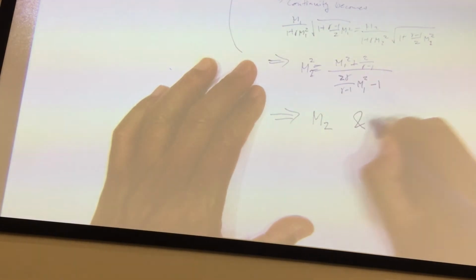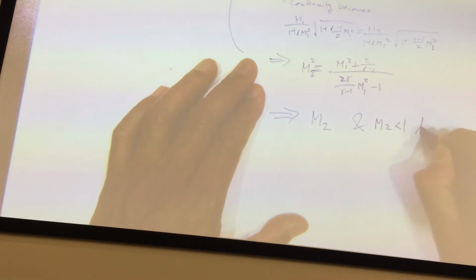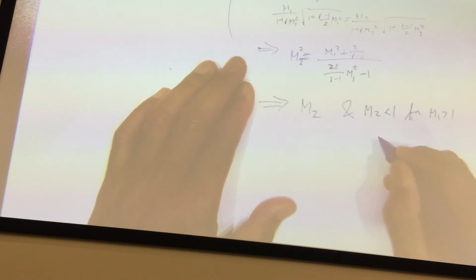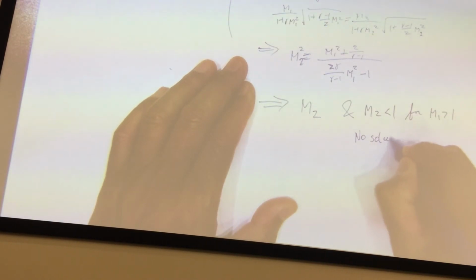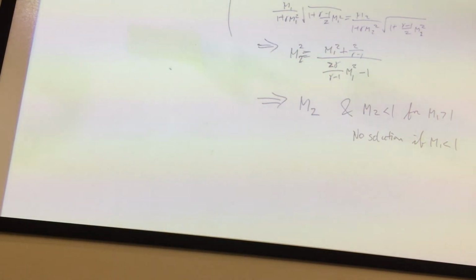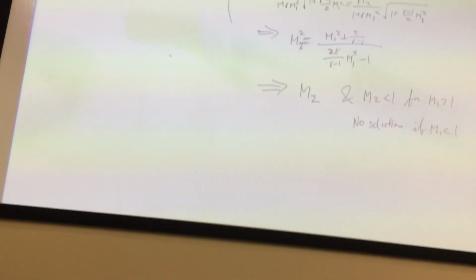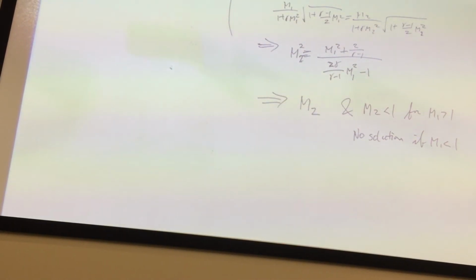M2 less than 1 for M1 greater than 1. No solution if M1 is less than 1, mathematically. Wow, this is really nice, right? Somehow you find M2 based on M1. And gamma is the property of the gas anyway, right? So for a given gas, if I know M1, I know M2. I said, well, there is no shock wave in there. How do you know there is a shock wave?